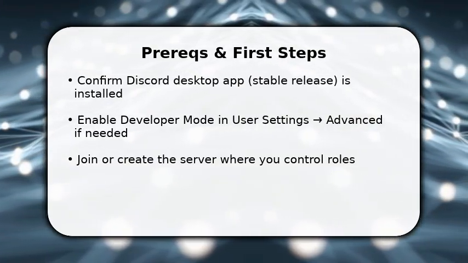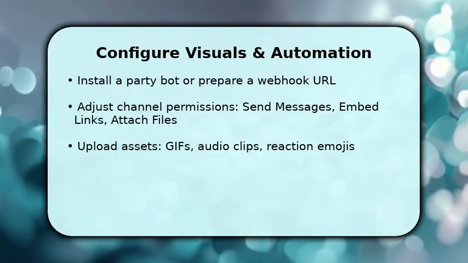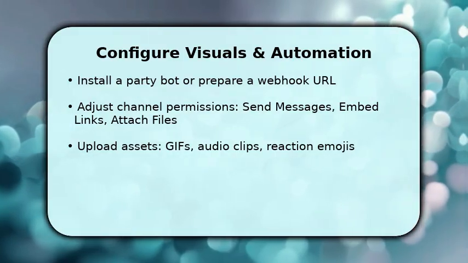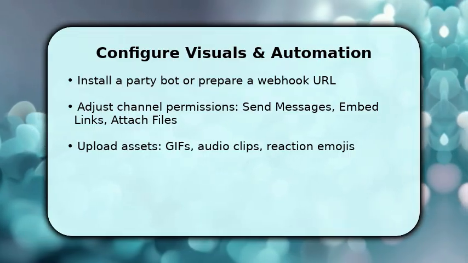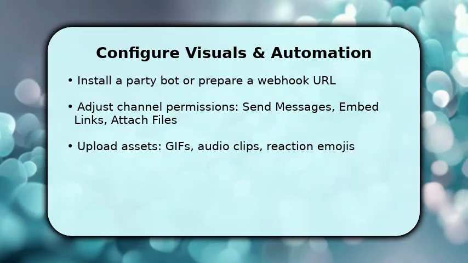Now you configure visuals and automation. You add a party bot or create a webhook URL, then test posting a sample embed so you know messages display correctly. Once done, upload GIF, short audio clips, and custom emojis. Make sure file sizes fit Discord limits.